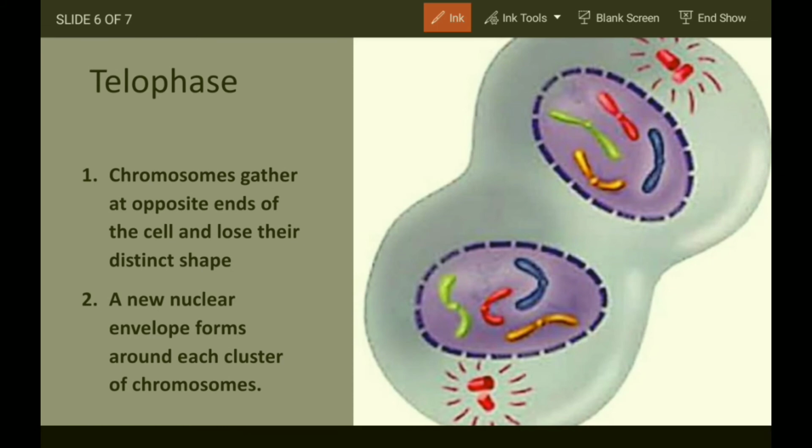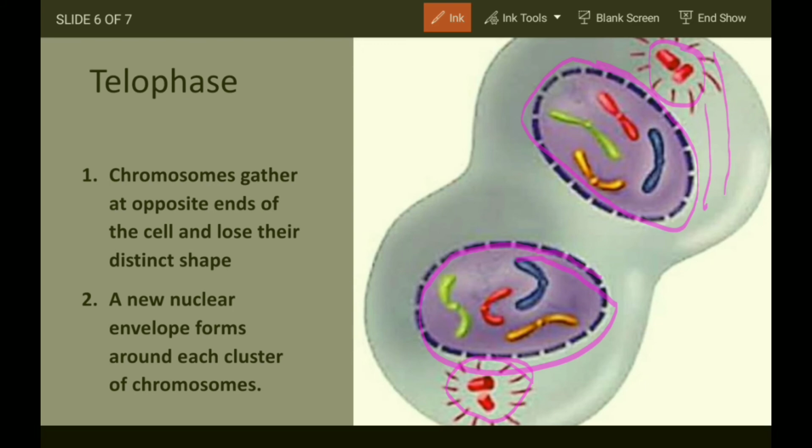Now the nuclear envelope forms around each cluster of the chromosomes. The nuclear membrane breaks down, we have just read about that. So now it is forming again. Now the spindle fibers, as you can see, have disappeared and only the centrioles remain. Now when this has happened, the telophase finishes.